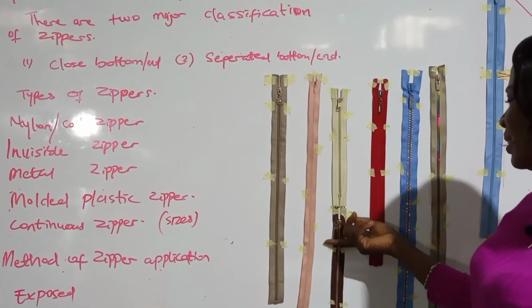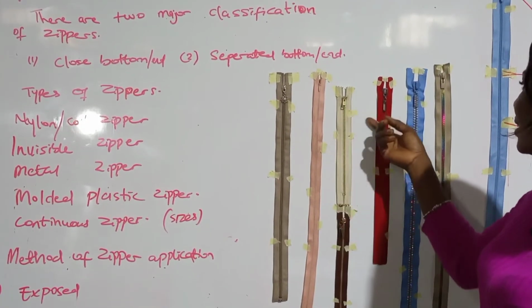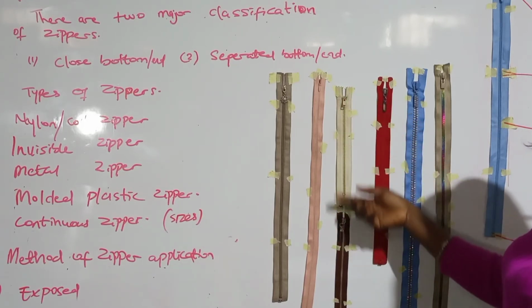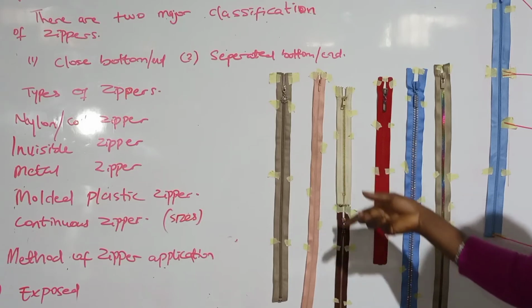And all zips generally have various heads. That is the pull tab. The pull tab, at times it can be fanciful.